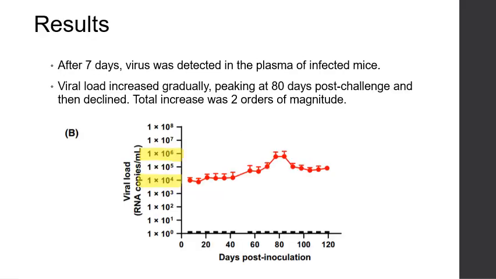So what they found in reference to the viral load was that after 7 days, the virus was detectable in the plasma of infected mice. So right here, we see the start of detection, and it increased over the period of 80 days post-inoculation, where it peaked. And after that peak, there was a gradual decline. The total increase of viral load was 2 orders of magnitude.